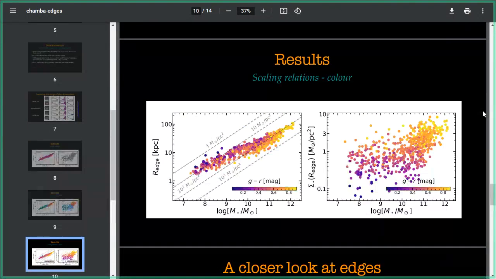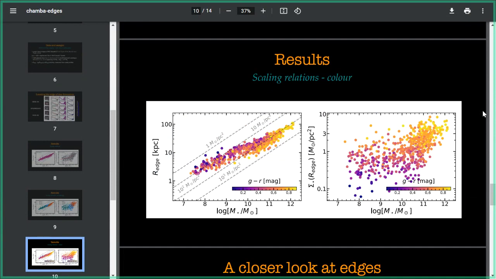I mentioned that we also looked at the colors of the galaxies, and so these here are the colors at the edges. What we found was that there was a gradient at a fixed mass, especially if you look at the regime between 10 to the 10 and 10 to the 11 solar masses. We found a gradient where the color of the galaxy changes at larger sizes. So essentially, we found that bluer galaxies have larger sizes, and you see that gradient both in the size mass as well as the mass density mass planes.